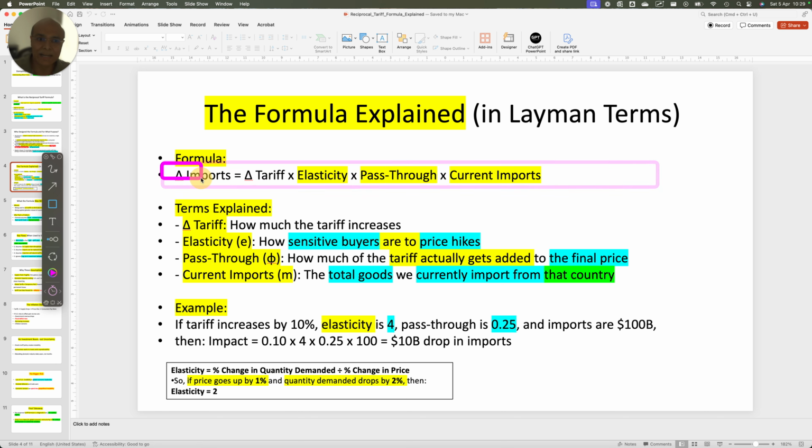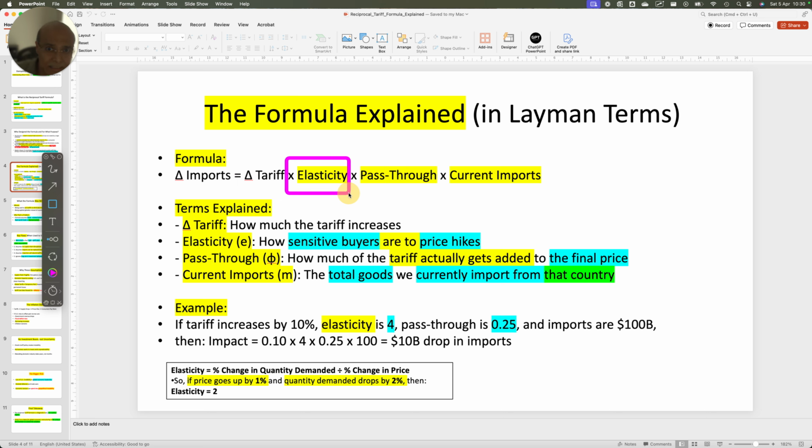So this is the delta change in import. It means the change in the net import. It includes export and import, so change in net import. That is important, which is being called the trade deficit in the US formula, right? Delta change in tariff means how much you change the tariff.